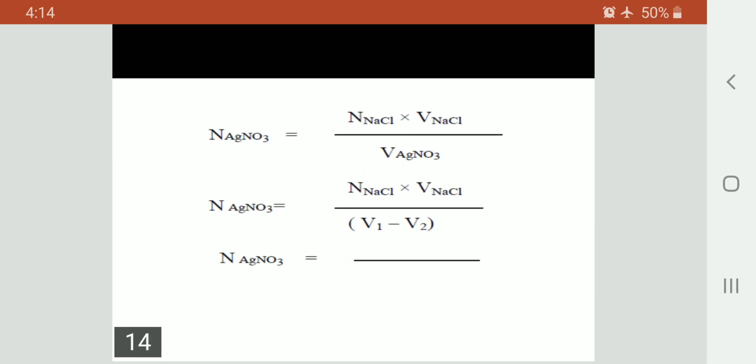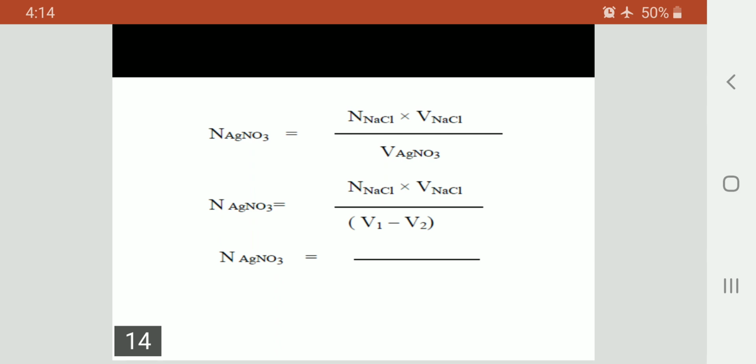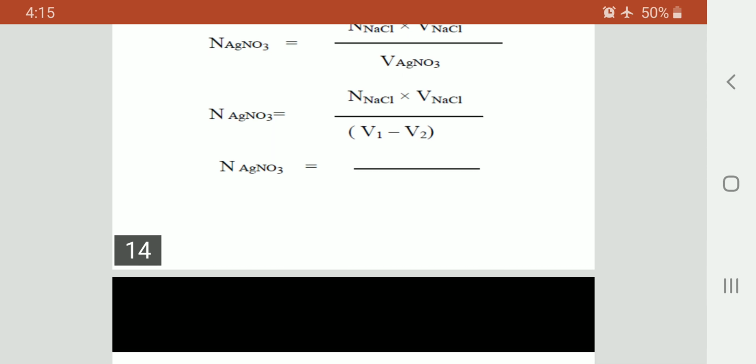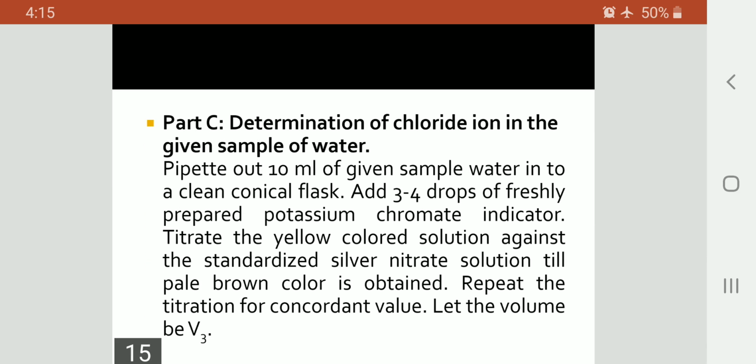Now further you do the calculation: calculate the normality of silver nitrate. The normality of sodium chloride, which you have already calculated earlier, multiplied by the volume of NaCl, which you have used, that is 10, divided by the volume of silver nitrate, that is V1 minus V2. So feed the formula, do the calculations, and you are going to get the normality of silver nitrate. Moving ahead, coming to part C, you have to determine the chloride ion in the given sample water. So you will be given a sample water.